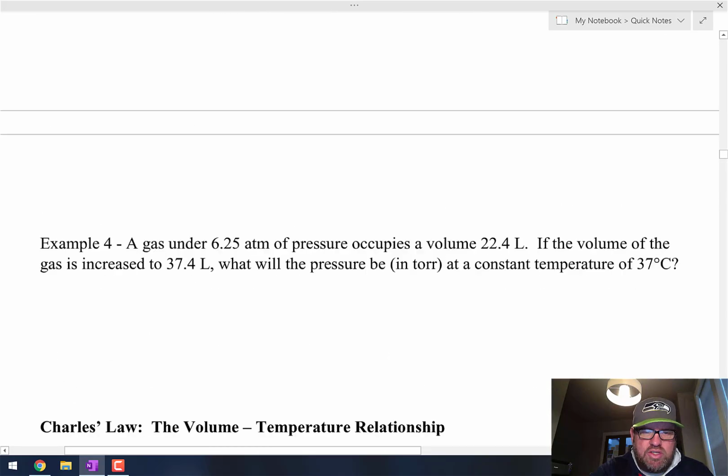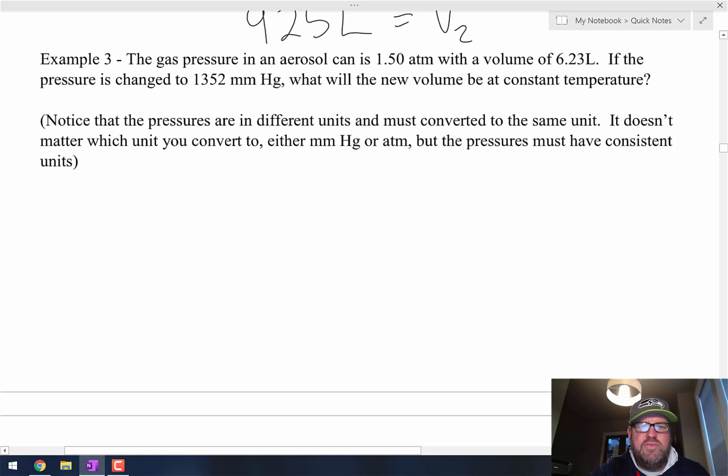Oh, no, sorry, there's a couple more examples here. Two more examples. So the gas pressure in an aerosol can, like when you're spraying hairspray or something like some Scotchgard. Usually when it's full, the gas pressure in an aerosol can is about 1.50 atmospheres. And let's just say it has a volume of 6.23 liters. That's a pretty big aerosol can.